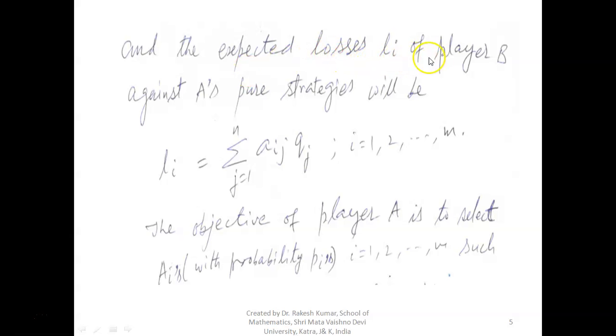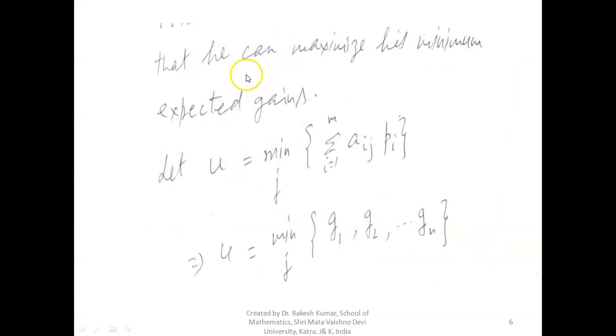and the expected losses Li of player B against A's pure strategies will be denoted by Li, and again these are equal to summation j from 1 to n aij qj, where i runs from 1 to m. The objective of player A is to select Ai's with probability pi's, that is i from 1 to m, such that he can maximize his minimum expected gains.